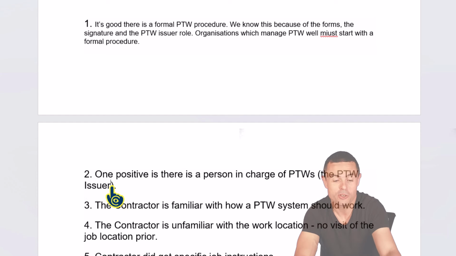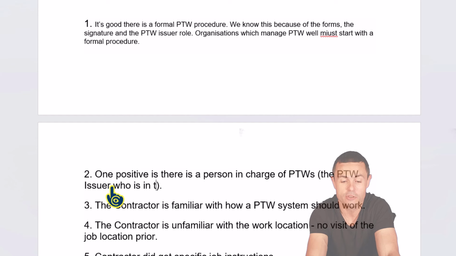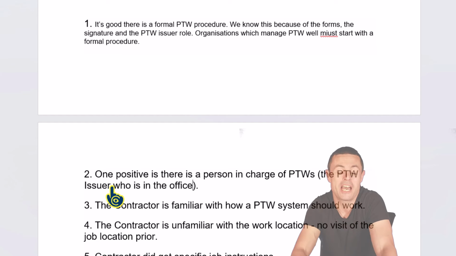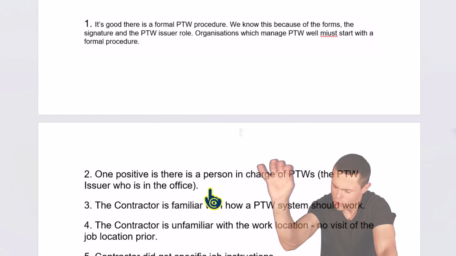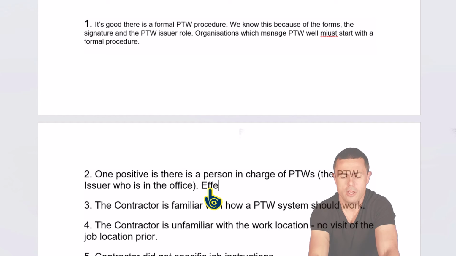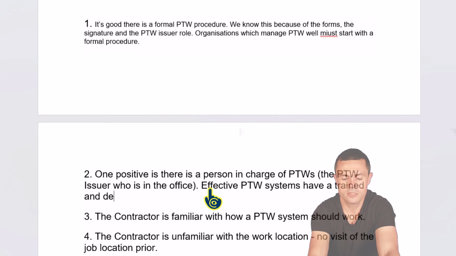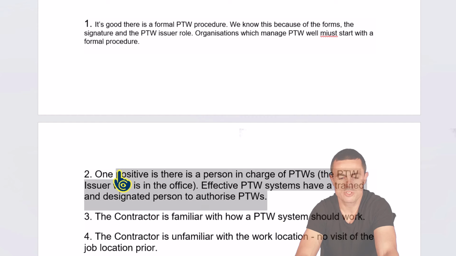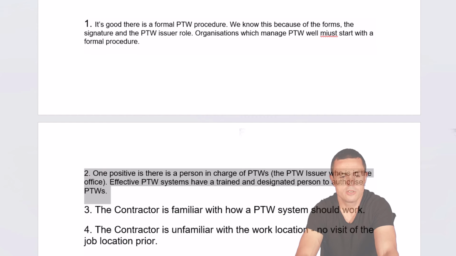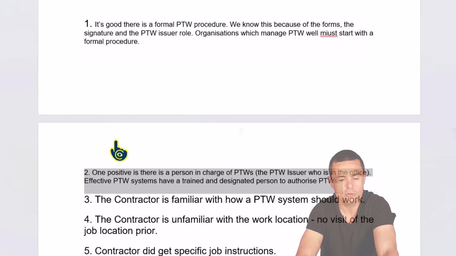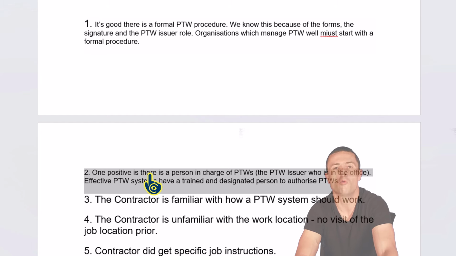If you want to take it further, I could say who is in the office. If you really want, you could add that just to make it absolutely clear I'm referring to my scenario. Effective PTW systems have a trained and designated person to authorize PTWs. And again, if we shrink that down into normal font size, it's two lines and it's 32 words.